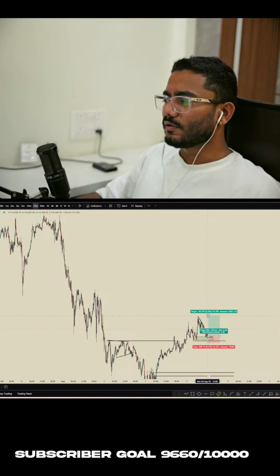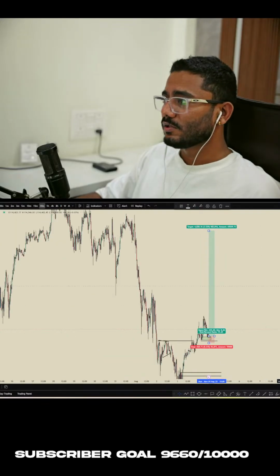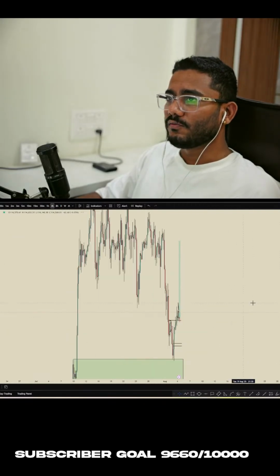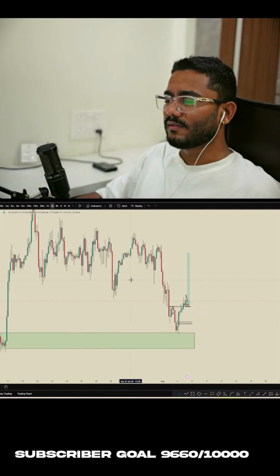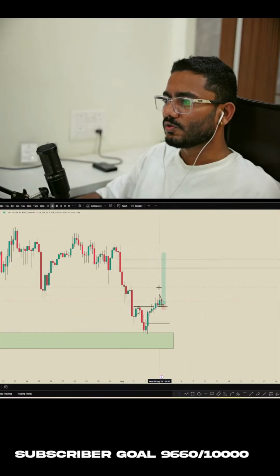And the first target is the next higher, and we can use this target till the 1 hour imbalance, which is this one. So with a big stop loss, it's 1:8.